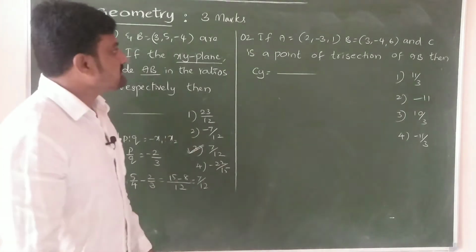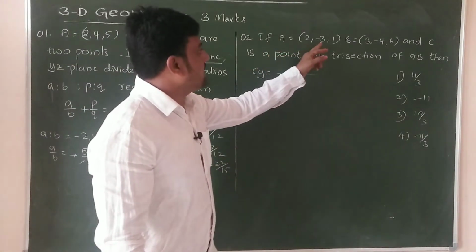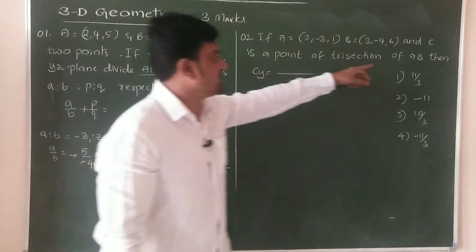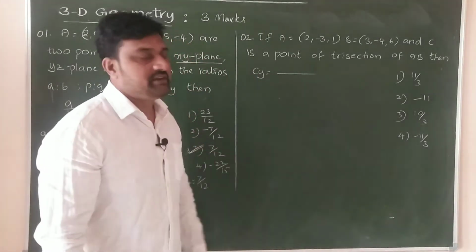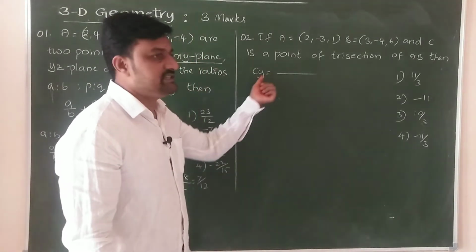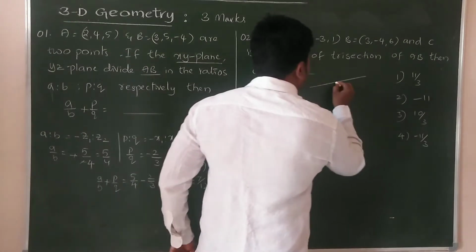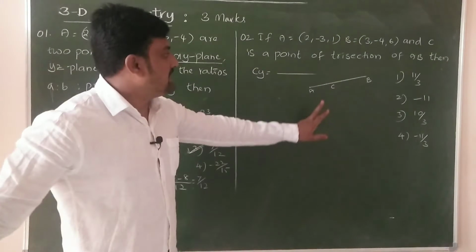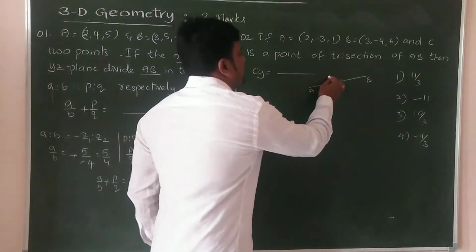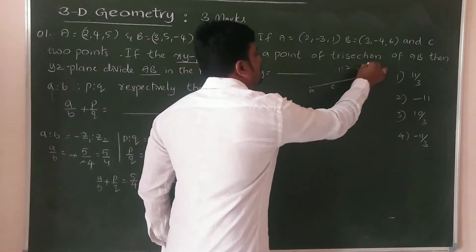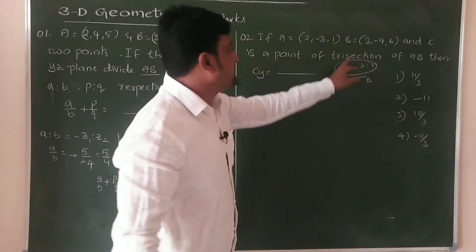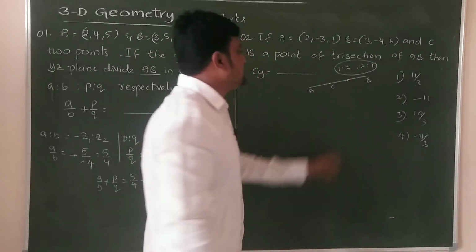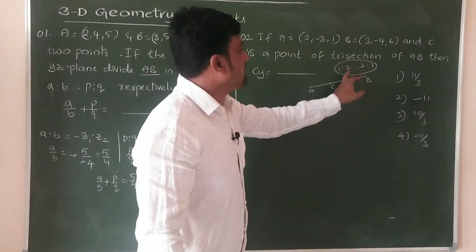Okay, now if A equals 2, minus 3, 1, B equals 3, minus 4, 6 and C is a point of trisection of AB, then C y equals what? Y coordinate of C is what? C divides AB in the ratio 1 is to 2 or 2 is to 1 because that is a trisection. Yes or no? It divides like this. Now any one is C. It divides either 2 is to 1 or 1 is to 2.